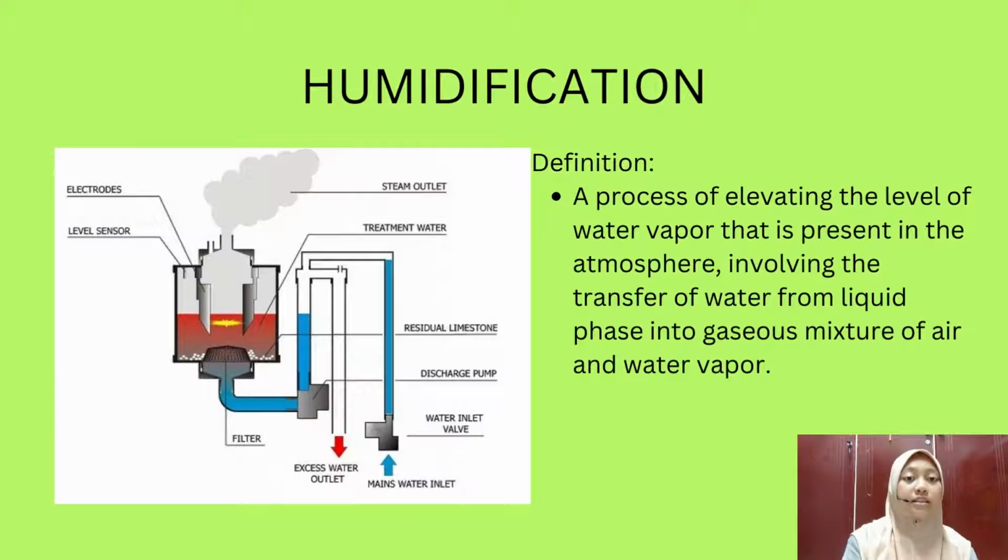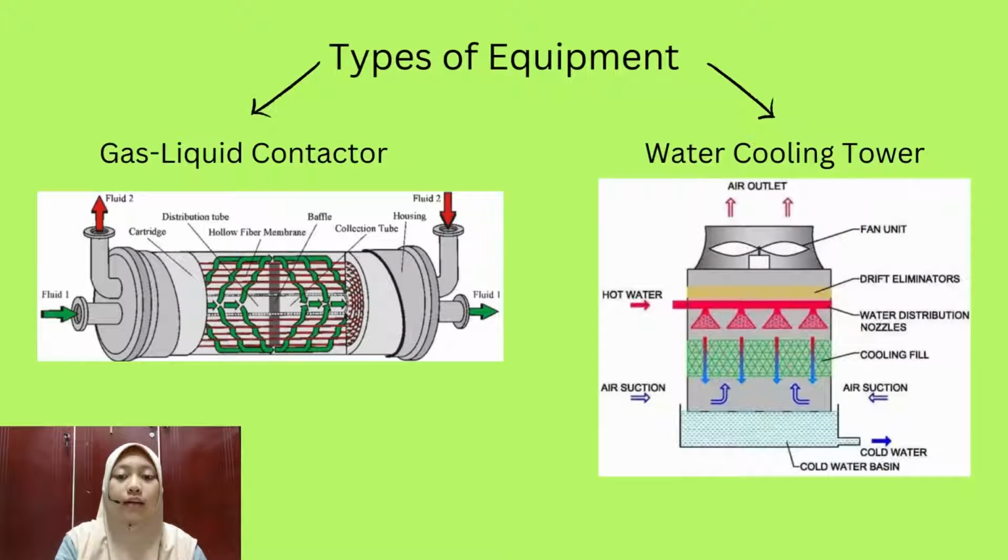Humidification is a process of elevating the level of water vapor present in the atmosphere. It involves the transfer of water from the liquid phase into a gaseous mixture of air and water vapor. There are two types of equipment in humidification, which are gas-liquid contactors and the water cooling tower.